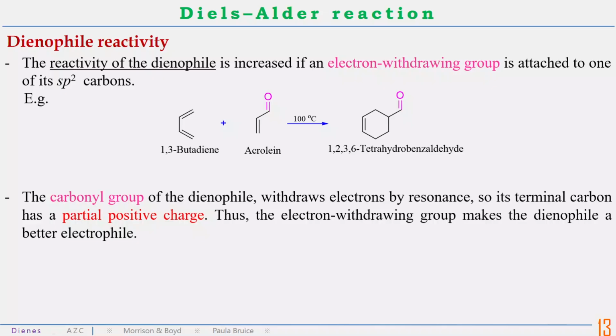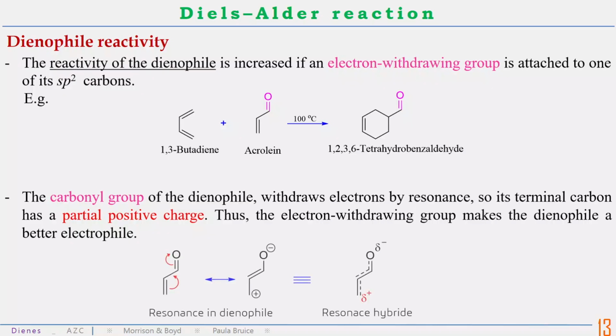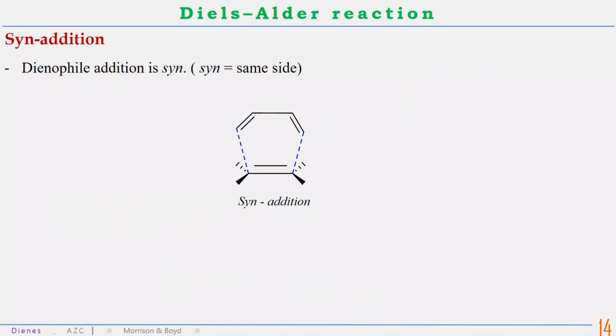The carbonyl group of the dienophile withdraws electrons by resonance, so its terminal carbon has a partial positive charge. Thus, the electron withdrawing group makes the dienophile a better electrophile. Dienophile addition is syn. Syn-addition is a reaction where 2 substituents add to the same side of a double or triple bond.